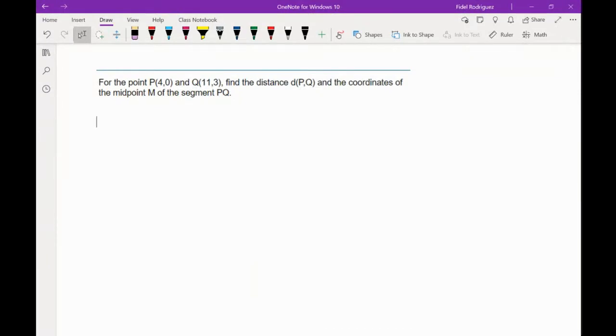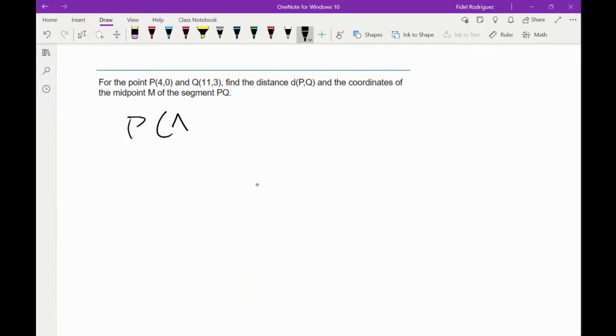Again, everybody's problem can be slightly different. Your numbers may be different, but the problem is in essence going to be the same, right? It says, for the point P, which is (4, 0), and Q, which is (11, 3), find the distance PQ.